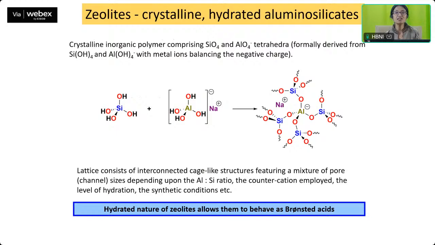So this lattice consists of an interconnected cage-like structure, as you can see over here, featuring a mixture of pore and channel sizes depending upon the aluminium-silicon ratio. So this pore size you can alter or design by changing the aluminium to silicon ratio, and you employ a counter cation at the level of hydration, synthetic conditions. If you just keep on tuning them, you can actually design your zeolite. So the hydrated nature of zeolites allows them to behave as Bronsted acids.